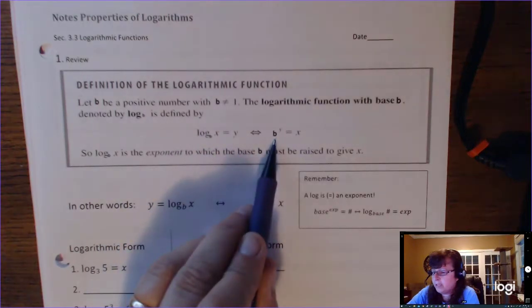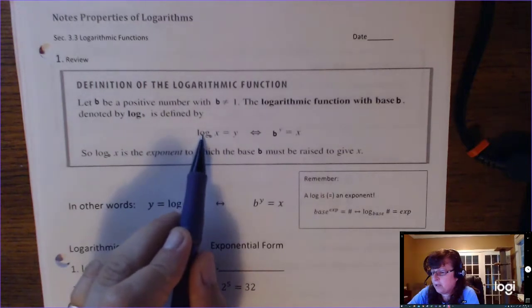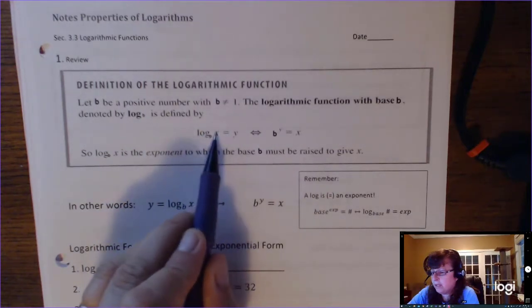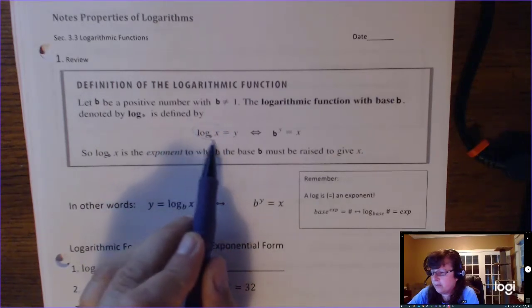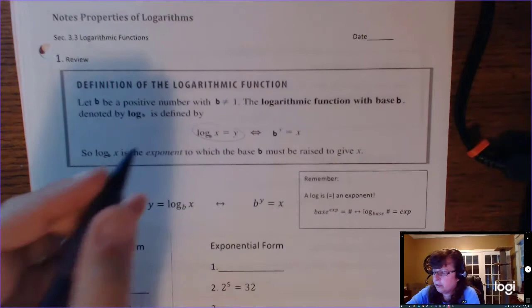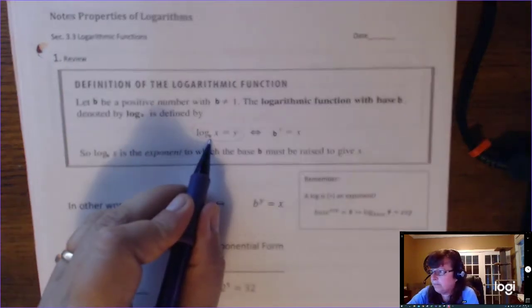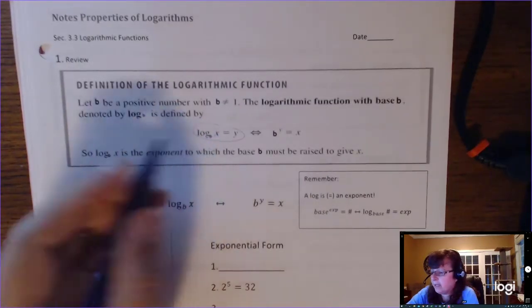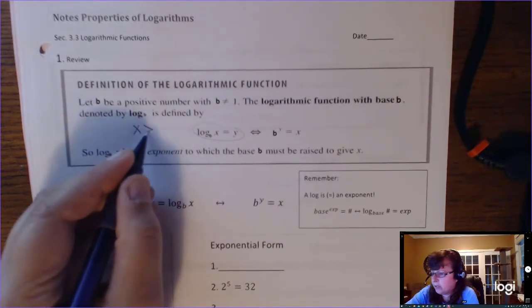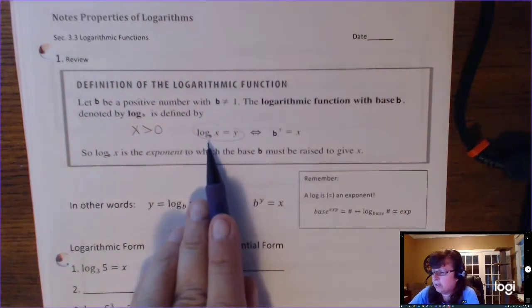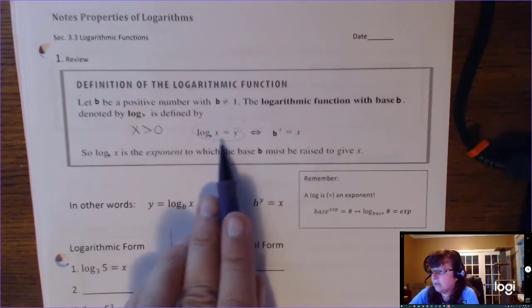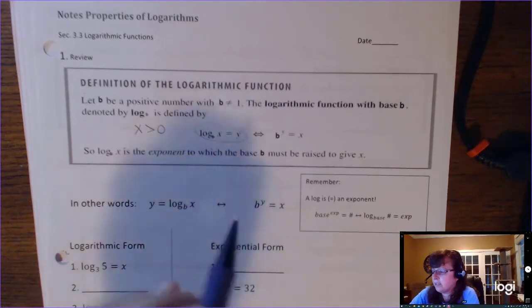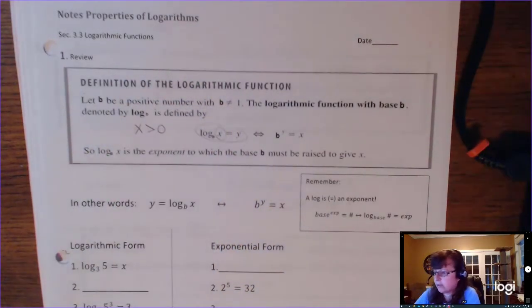So if we have a base b to the y power equals x, you can rewrite that as log base b of x equals the exponent y. So that's a log function. There are a couple of restrictions. b cannot be 1, and x has to be greater than 0. A log is an exponent, so this is a log function. Whatever's in that spot has to be greater than 0.